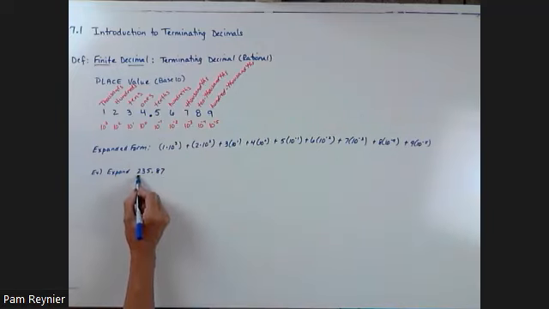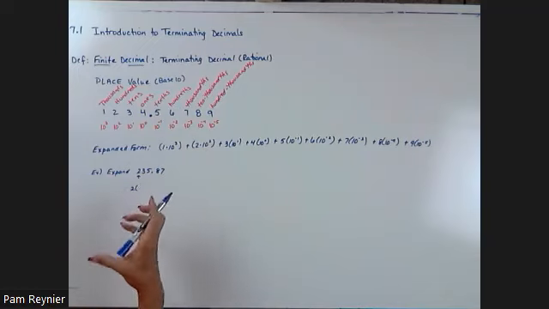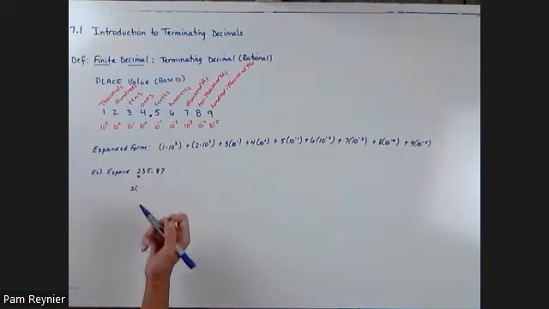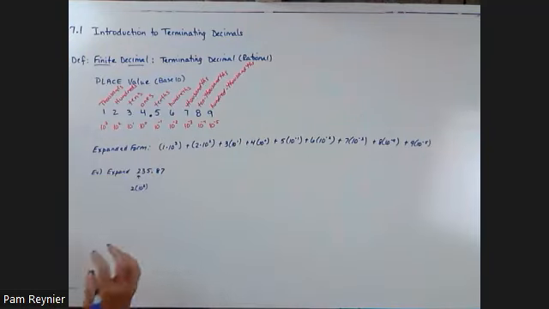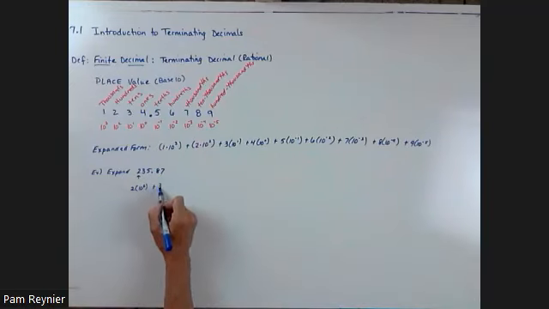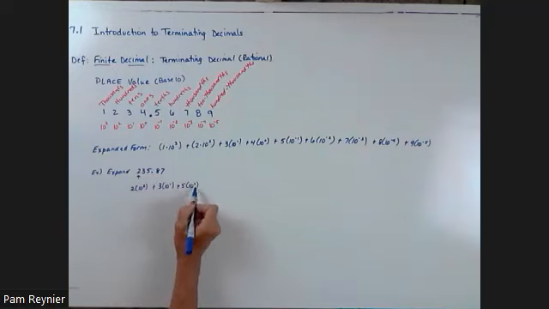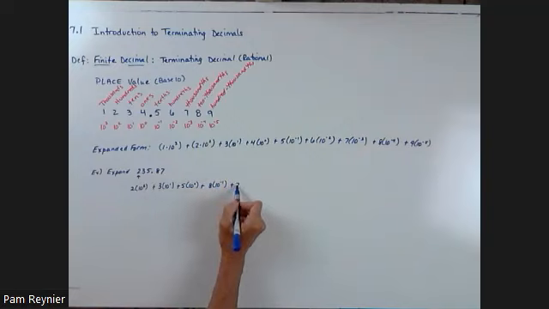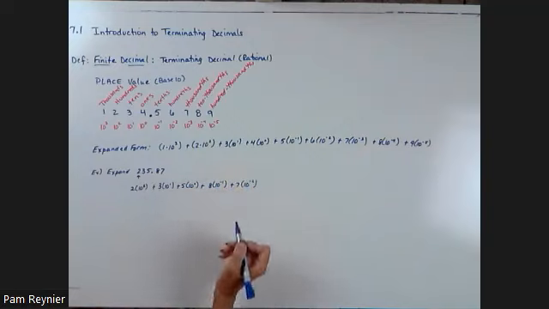So let's start with the 2. This would be 2 in the third column. Well, remember it goes 10 to the 0, 10 to the 1, 10 to the 2. Once we've figured out where that first place is, we can go in descending order for the powers. So this is 2 times 10 squared plus 3 times 10 to the 1 plus 5 times 10 to the 0 plus 8 times 10 to the negative 1 plus 7 times 10 to the negative 2.